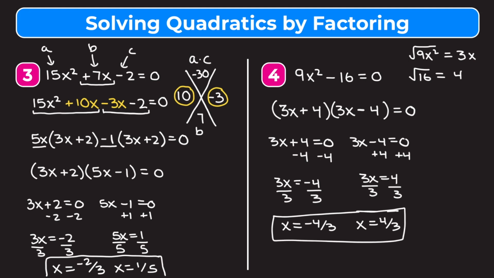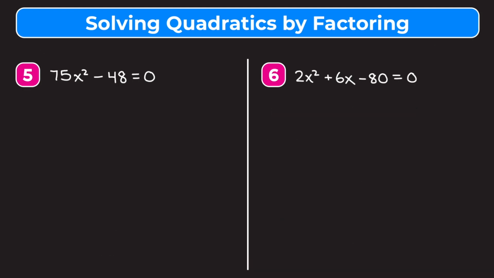Let's go through two more examples just to make sure we've got this down. For these last two examples, I encourage you to pause the video and try them on your own, and then you can watch me work through them to make sure that you solve them correctly. Taking a look at example 5, we have 75x squared minus 48 is equal to 0.